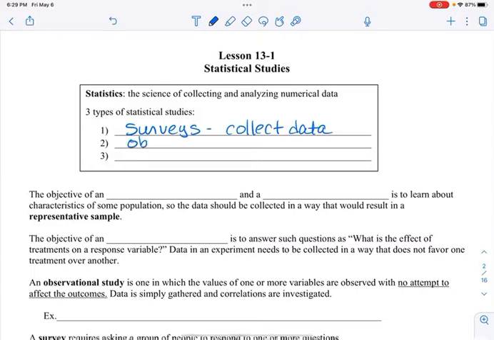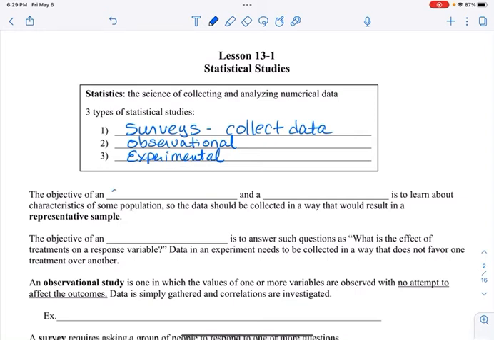A second way is observational. So an observational study, you're merely just observing. You're not doing anything to influence the outcome in any way. And then the last way is an experimental study. So an experiment, think science, you're actually going to do something to influence the outcome to see if you can affect change one way or the other. And we'll give examples of each of these down below.